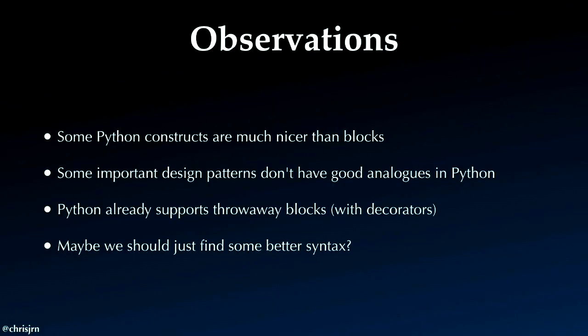Sorry. So before I conclude, some observations. There are some Python constructs that are much nicer than blocks. We saw that with the with statement, and we saw that with generator-based coroutines. But then we saw that there are some important design patterns that have been emerging over the last few years that don't have good analogs in Python. Then we accidentally saw that Python supports throwaway blocks by using decorators. So maybe we should just make decorators do what people expect them to do, and come up with some better syntax for all the rest of the ridiculous stuff that I just showed you.